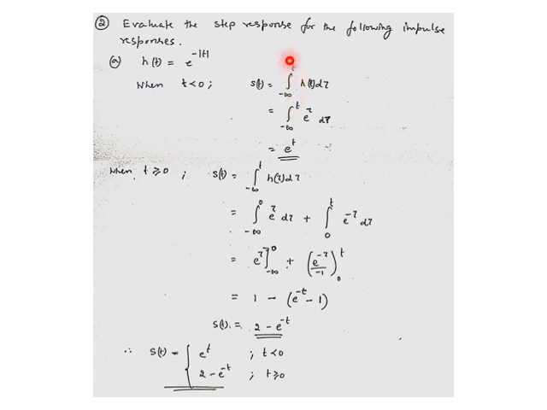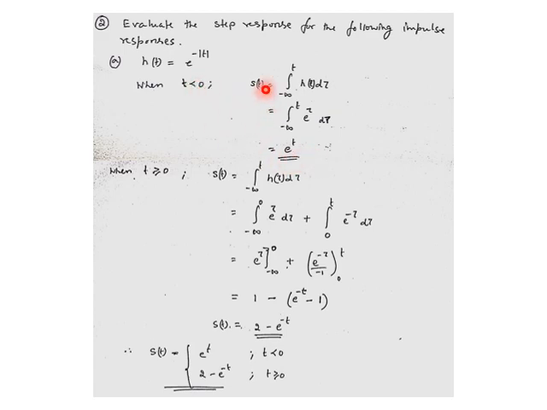Integration from minus infinity to t, defined only till t, of h of tau d tau. So h of tau when t is less than 0, I said is e to the power t, nothing but e to the power tau, needs to be taken, from minus infinity to t of e to the power tau d tau. The integration of e to the power tau is e to the power tau with the limits from minus infinity to t. If you apply the limits, we will get only e to the power t for s of t when t is less than 0.